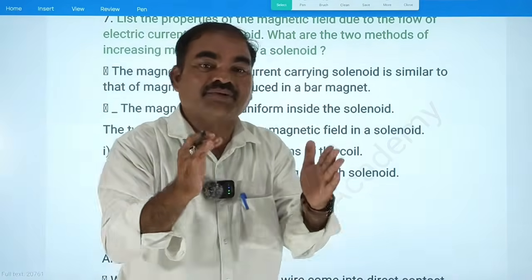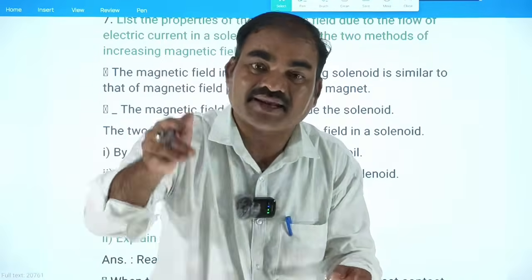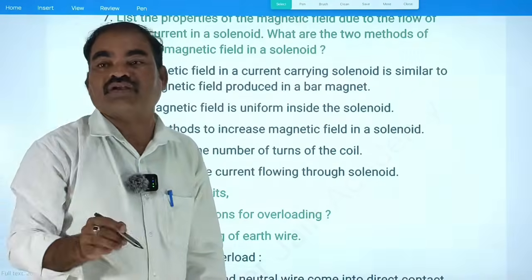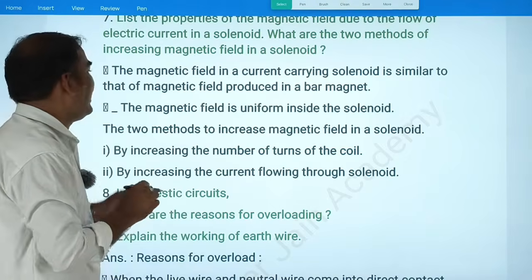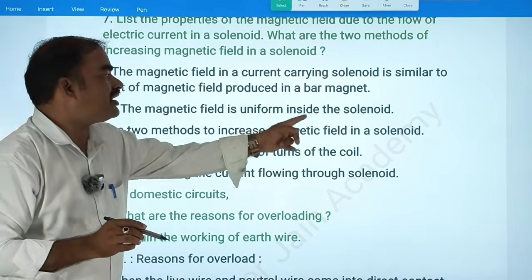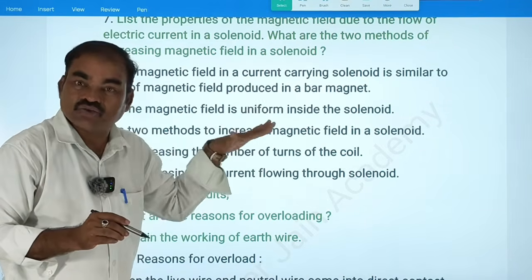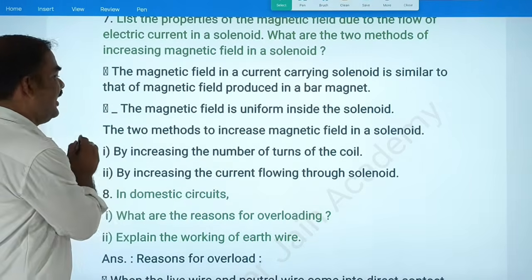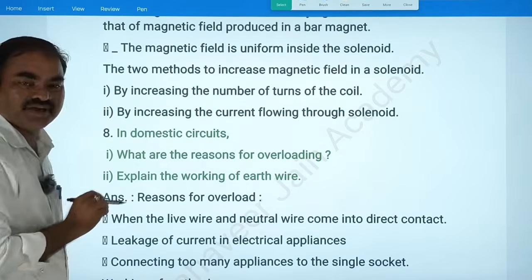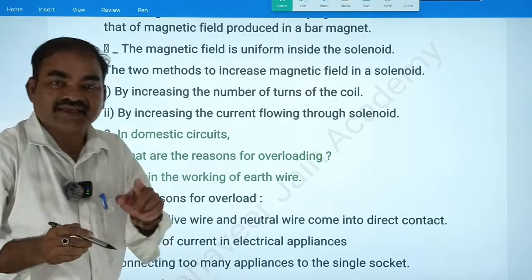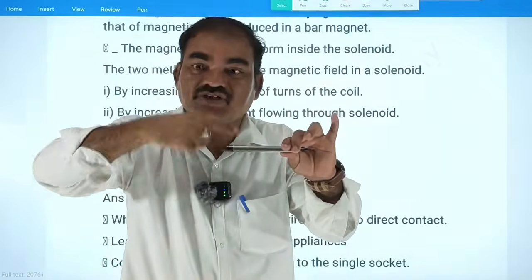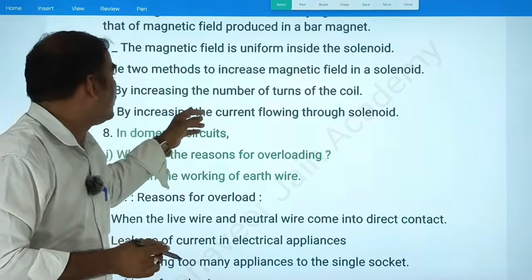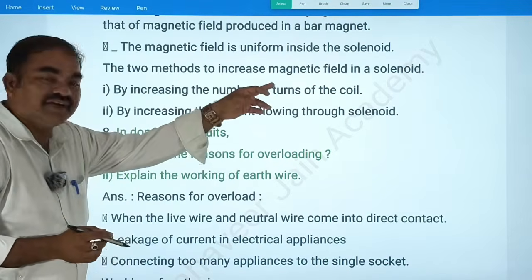How does a bar magnet produce magnetic lines? The same way this solenoid is also going to produce magnetic lines. And the magnetic field is uniform inside the solenoid. Two methods to increase the magnetic field in the solenoid: one, by increasing the number of turns. The number of turns of coils is there; by increasing that, we can increase the magnetic field.